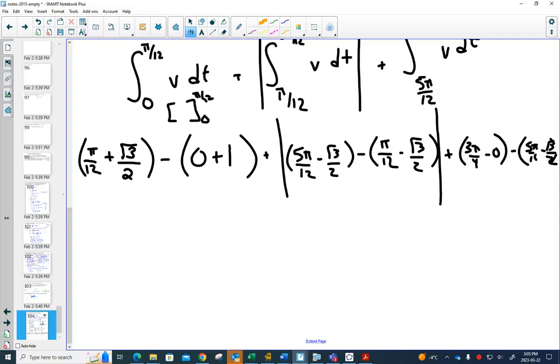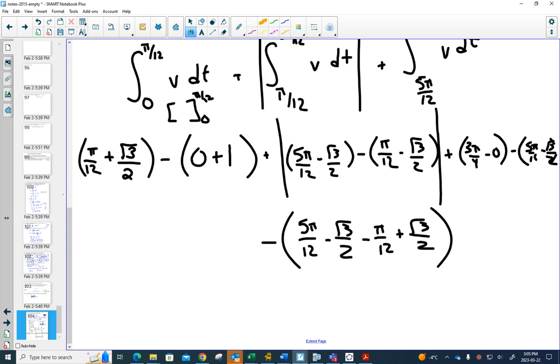Probably what I would do, just some mathematical tricks that I would know. I know that this answer is negative. So I can take this whole thing and change it to brackets and put a negative in front of it, because that negative in front would multiply by the answer, which is negative, which in turn would make it positive. So if I did that, 5 pi over 12 minus root 3 over 2 minus pi over 12, distribute this negative plus root 3 over 2. Some things I notice is those nicely cancel out.